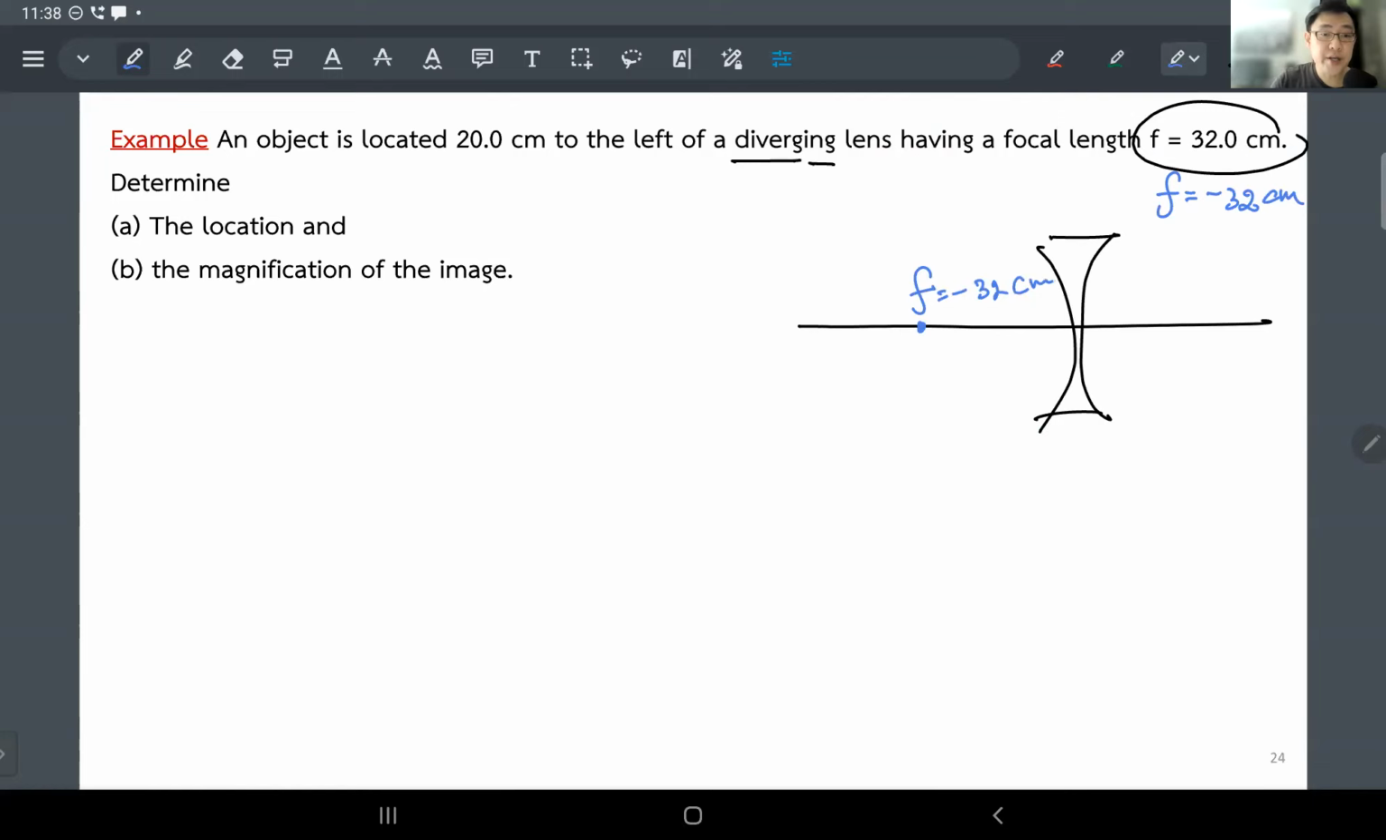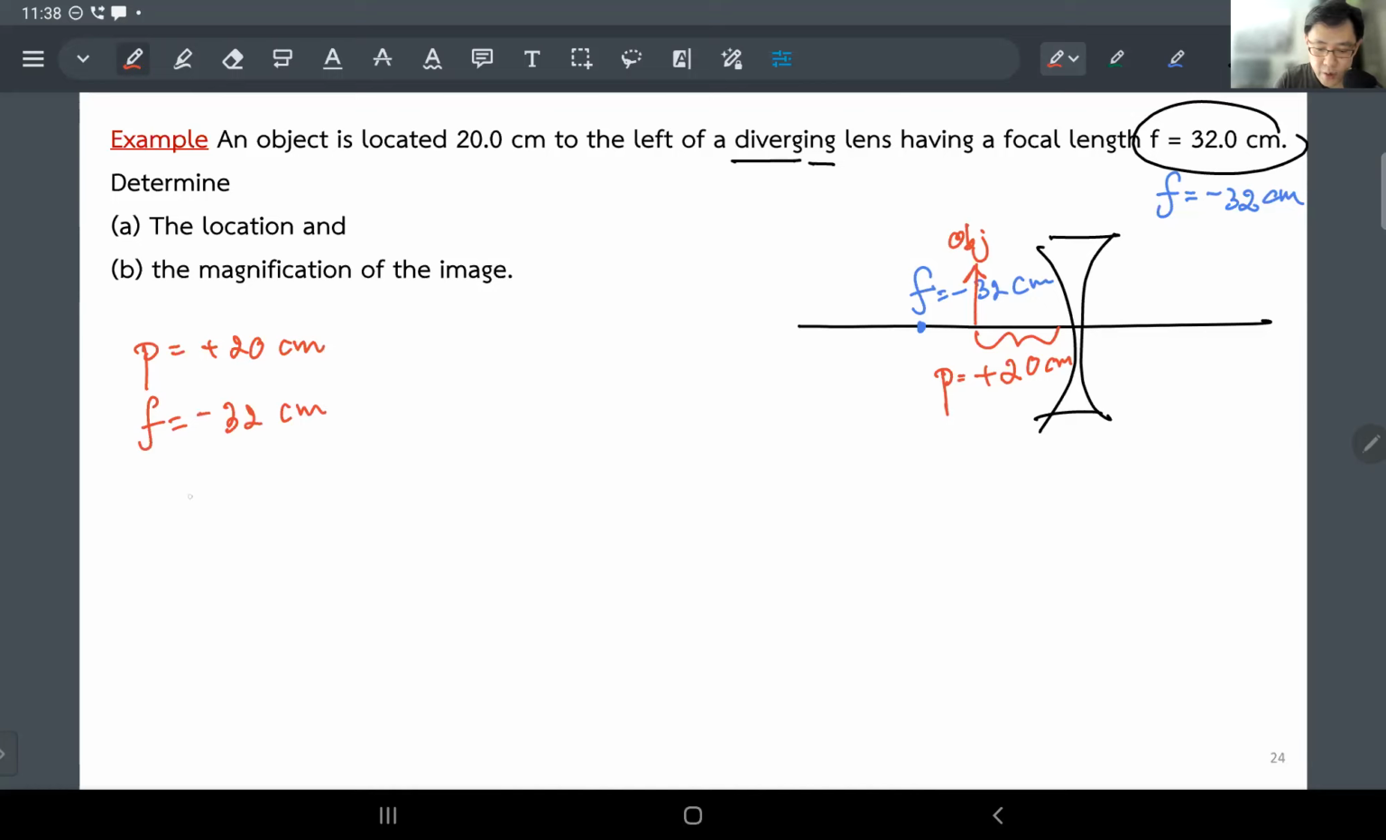Now, determine the location and magnification of the image. Actually, we can locate everything. I place the object at 20 centimeters, somewhere here. That's my object. Because you have only a single device right now, this is going to be your P, which is always positive. So we have positive 20 centimeters for the object distance and a focal length of negative 32 centimeters. Now what you need is just finding the Q.